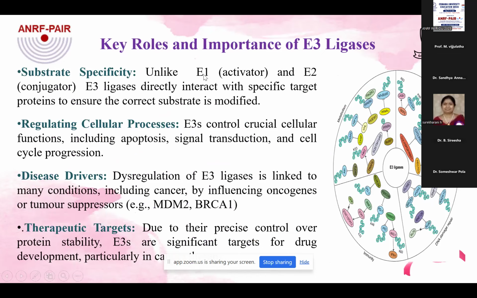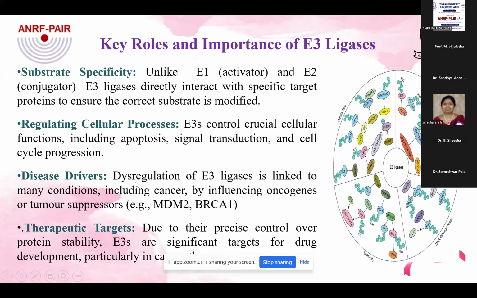That is, unlike E1 and E2, E3 ligases directly interact with the specific target proteins to ensure the correct substrate is modified. So E3 is very crucial in identifying the substrate that has to be degraded. During this process, it helps in regulating different cellular processes, like it controls crucial cellular processes including the apoptosis, signal transduction, and cell cycle progression. So it is involved in different processes, and therefore it also acts as a disease driver.